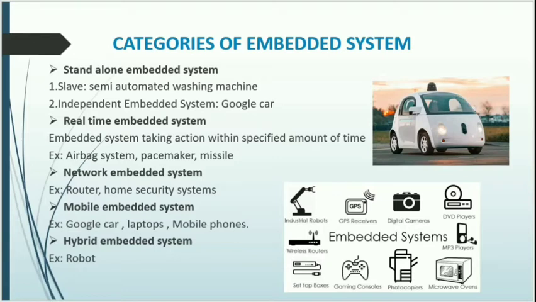And the mobile embedded systems. The devices which are portable and can be worked with embedded system are called mobile embedded system. Examples for the mobile embedded system are Google Car, laptops, mobile phones, that is, which are portable, means they can be taken from one place to another place. Next, the last one is hybrid embedded system. Example for this is robot.